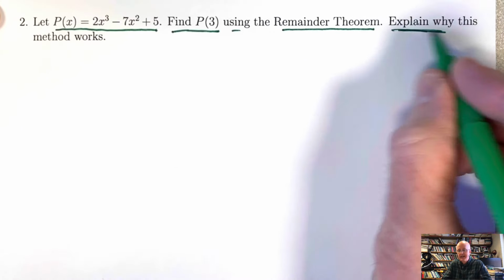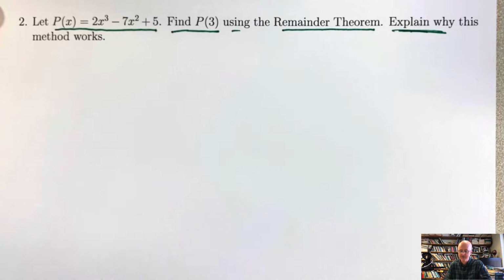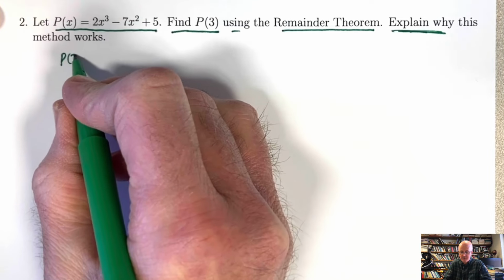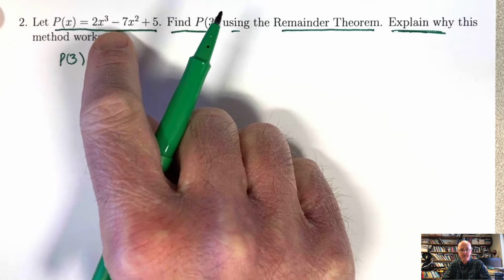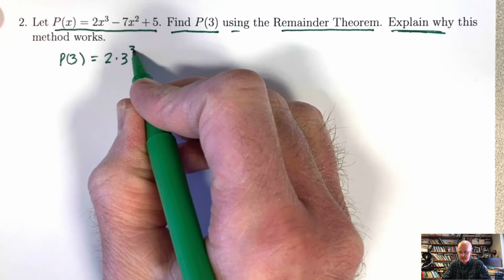Also, explain why this method works. So this problem is a little tough because we got to give an explanation. Before we use the Remainder Theorem, let's find the function value P of 3 by first using the ordinary method of substitution. Replace x with 3 everywhere you see an x.